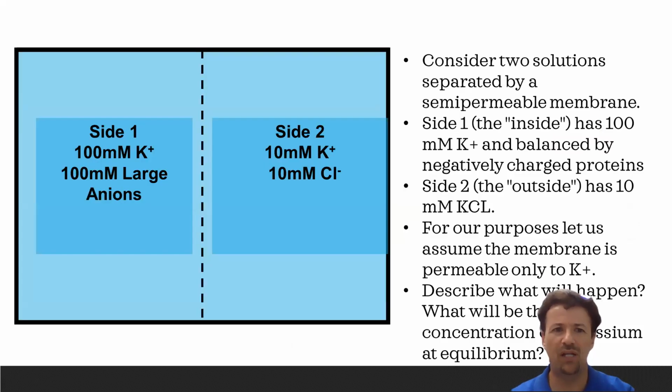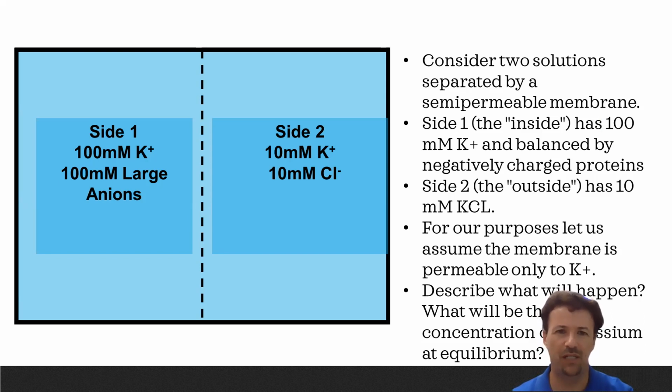To do that, we're going to look at a very specific example of something called a concentration cell. And I want you to imagine that this is an actual cell. We can consider side 1 to be the inside of the cell, and we can consider side 2 to be the outside of the cell. And for the purposes of this particular explanation, let's say that the membrane that separates side 1 and side 2 is permeable, but only to potassium.